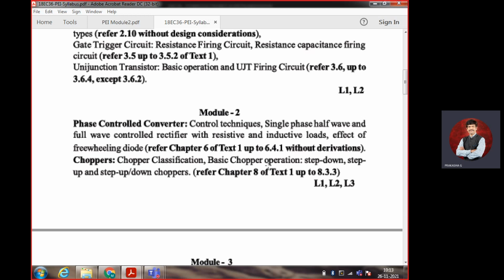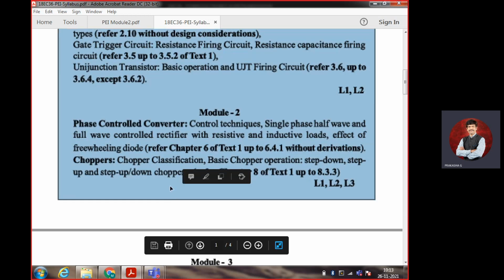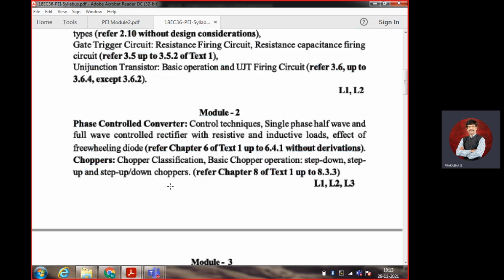What is basic chopper operation? In that one, we will see step down, step up, and step up/down. Three different types of choppers we are going to discuss. Only these topics are there in your syllabus, not beyond that. That is chapter number 8, sections 8.1 to 8.3.